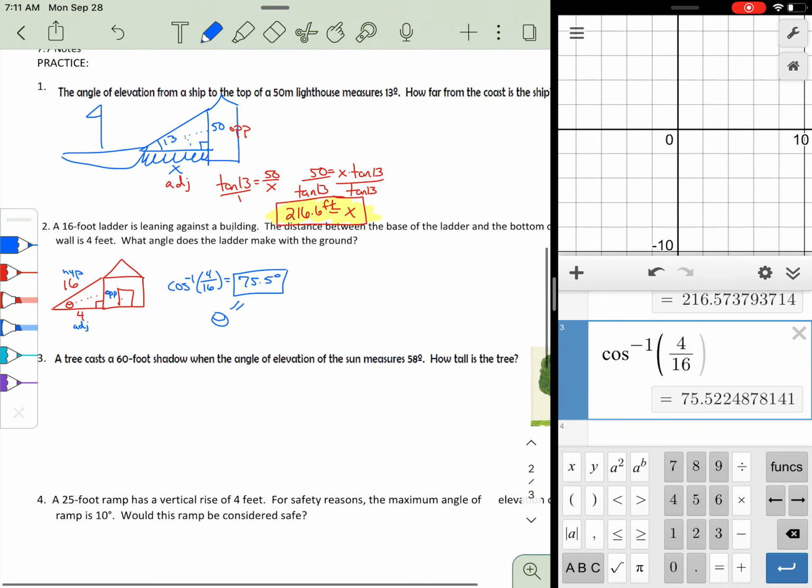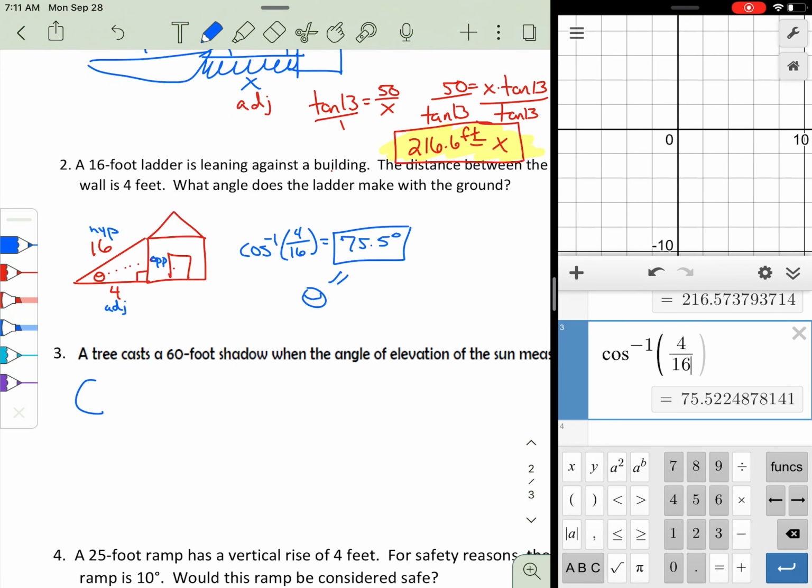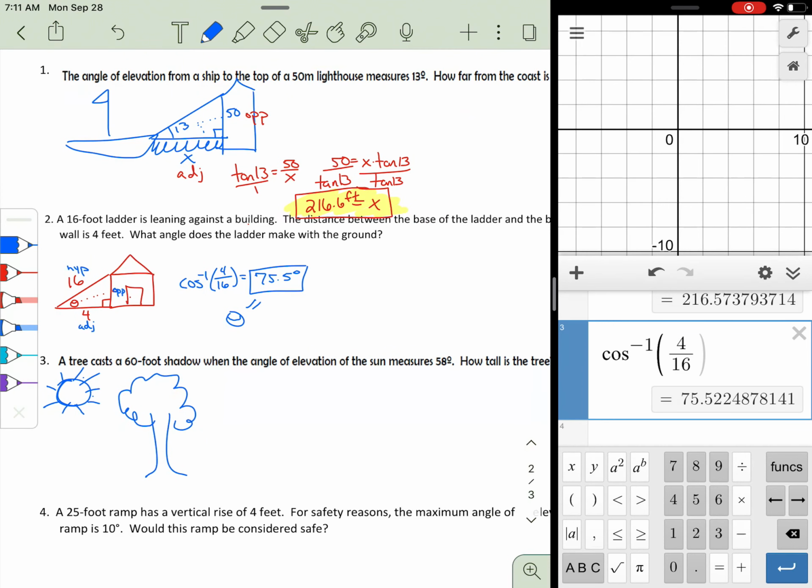Okay. A tree casts a 60-foot shadow when the angle of elevation of the sun measures 58 degrees. Okay, so we have the sun up here, beating down. Okay, and then we have this tree. Don't pay attention to my trees. And it says it casts a 60-foot shadow. So the shadow, I'll put this in a different color, is 60 feet. Okay, remember that this kind of looks like this.